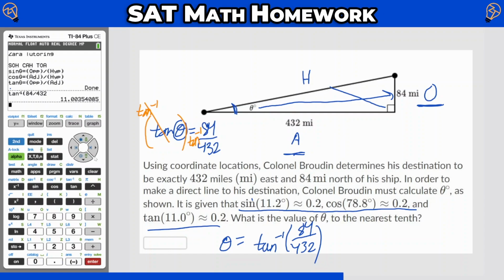They want it to the nearest tenth. The tenth place is right here. We look to the right of it. A 0 says stay, so our answer is 11.0.